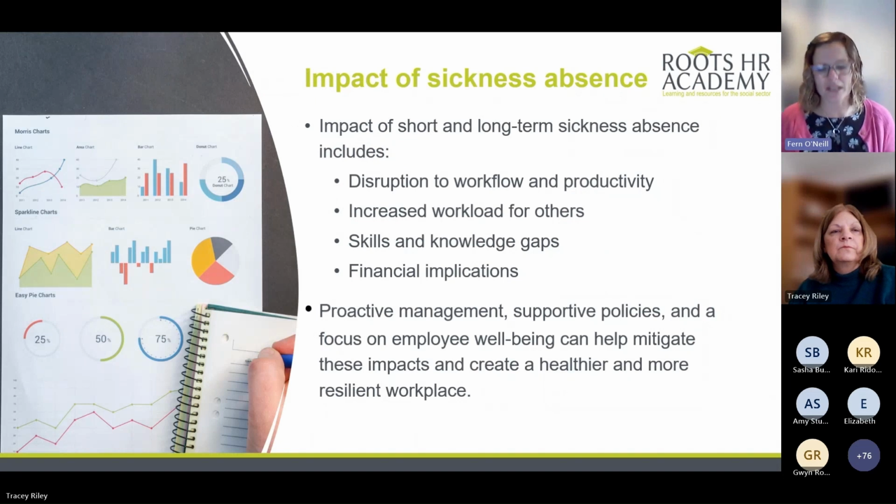Looking at the impact of sickness absence, all organisations, large or small, are affected by sickness absence, and this impact could include the additional workload for colleagues, particularly in small teams and organisations. There's a reduction in productivity, and long-term absence may also have a financial impact, particularly when you need to backfill or get temporary staff in to cover absence. To mitigate the detrimental impact and create a healthy culture and resilient workplace, organisations can look at making sure they have supportive policies, proactive management in terms of regular one-to-ones, and possibly a wellbeing survey and employee wellbeing strategies, which we'll look at a little bit more shortly.